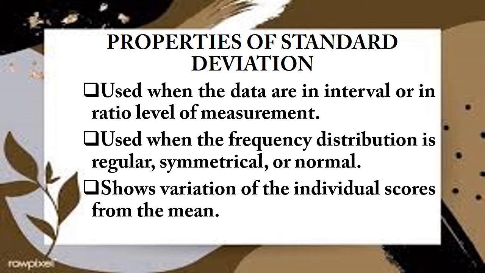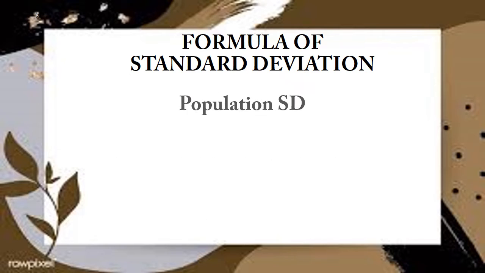Standard deviation is used when the data are in interval or ratio level of measurement. So when we see that the data is in interval form, then we can use standard deviation when we are going to measure a certain data. Next, it is used when the frequency distribution is regular, symmetrical, or normal. It shows variation of the individual scores from the mean.